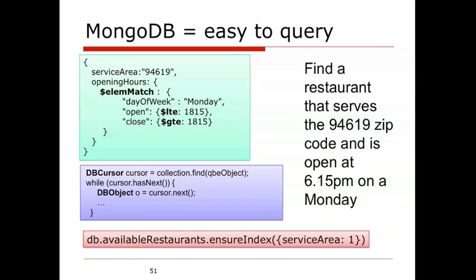In this case, I want to find restaurants that are in 94619, so I have a service area that contains 94619. So I have a query document whose service area attribute is 94619, and then I also want to find a restaurant that's open on Monday at 6:15 p.m. So I say opening hours, and then $elemMatch means find an element that matches this subdocument where the day of the week is Monday, the opening time is less than or equal to 18:15, and the closing time is greater than or equal to 18:15. So it's not SQL, but it's a pretty expressive document-oriented query language, and then you just pass that to the query API and iterate through the documents you get back.